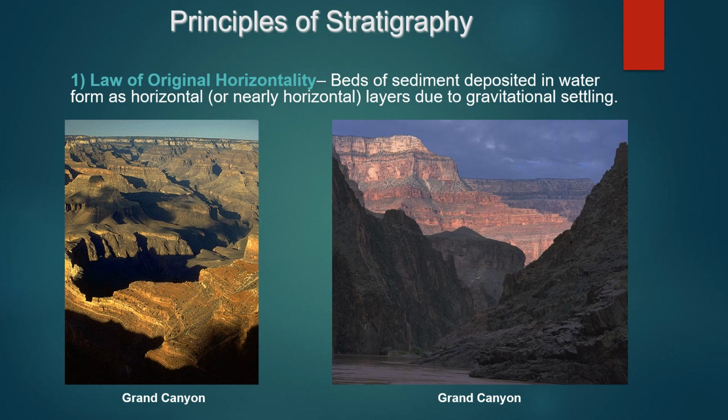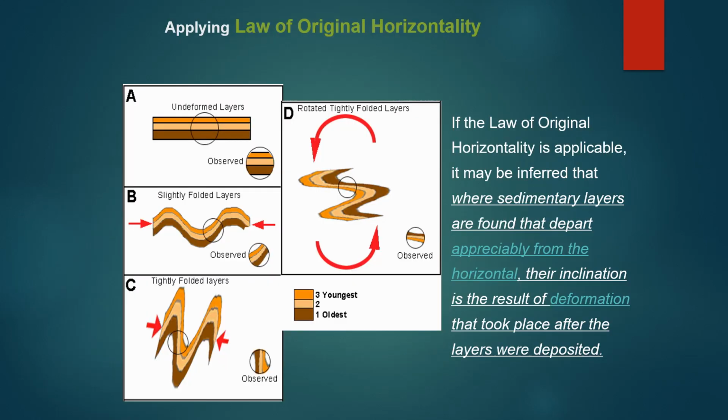First is the law of original horizontality. This principle says that the beds of sedimentary rocks are deposited in water as horizontal layers due to gravitational settling. This means that the original sedimentary rock layers are all horizontal. In reality, when the sedimentary rock layers are not horizontal, it must be a result of deformation.